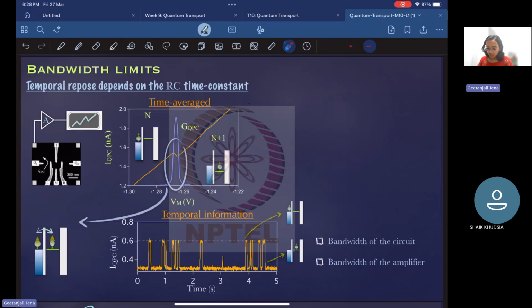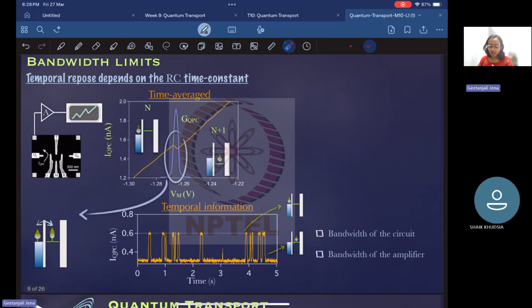Okay. So for this part, bandwidth limit. The quantum point contact or the single electron transistor have a certain bandwidth limit. By bandwidth limit, we mean that we can't sense the charging and discharging event below a certain time scale. Even though the charging event is occurring, we can't sense it. This is decided by the bandwidth limit. We'll see this in our next slide, so for now, let me just skip it.